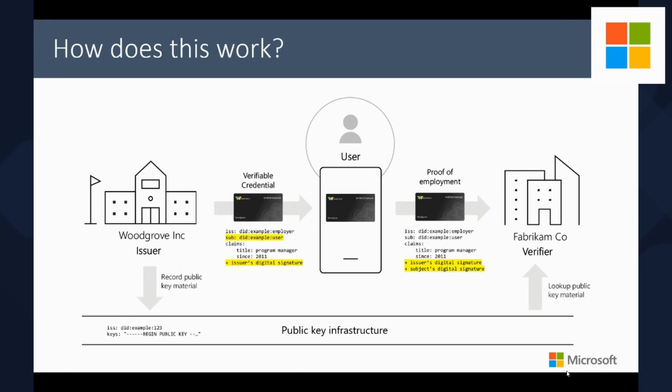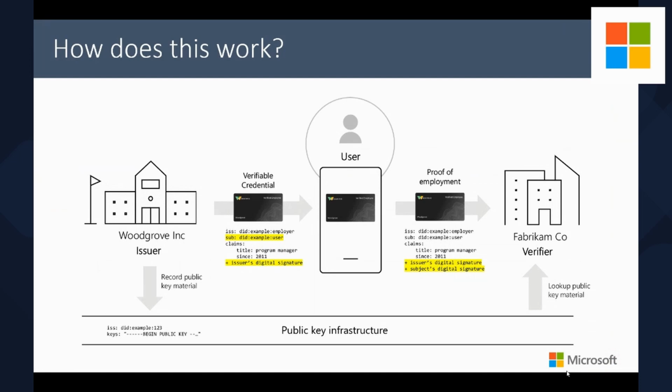And now what will happen? Fabricam will look into the distributed ledger, so this public key infrastructure underneath, to check the public key material, so the public key, to verify whether this specific verifiable credential was really signed by Woodgroove. If yes, then the presentation request will be successful and user is successfully verified. The important thing is, Taskar, that in this specific scenario, as you can see, there is no direct communication between Woodgroove and Fabricam.